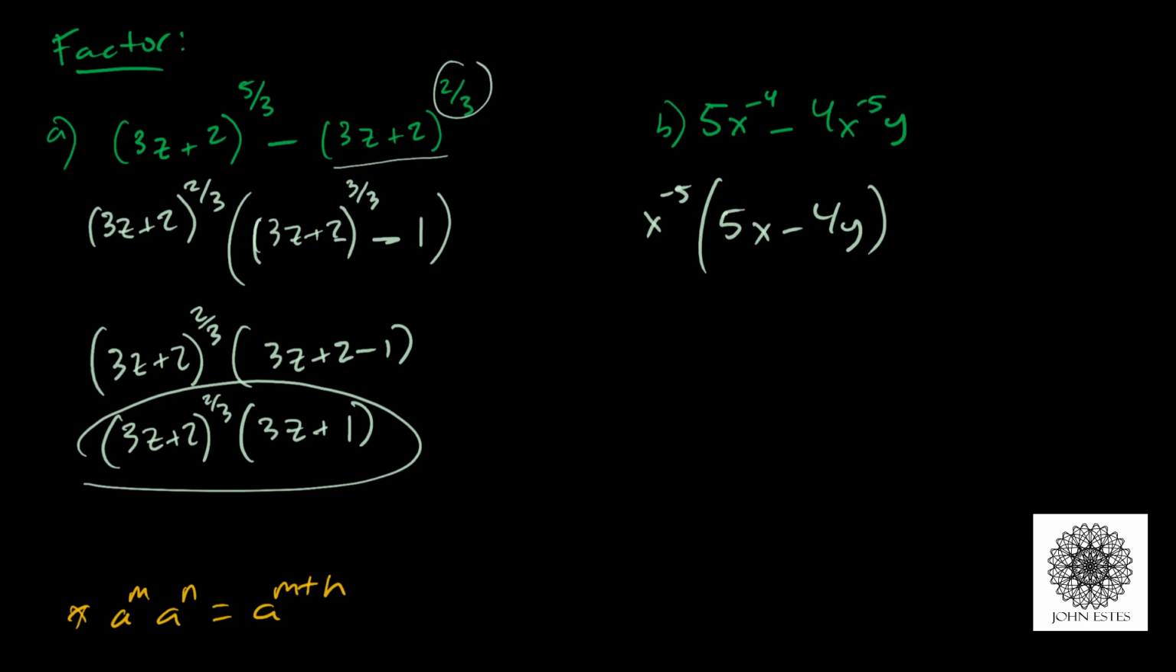So what power should this first term have? Again, it's the same idea. On this side of my equation, I had m plus n is negative 4, and here my m was negative 5. So negative 5 plus what gives me negative 4? I can see this is actually supposed to be x to the first power. So I end up with x to the negative 5th times (5x minus 4y).